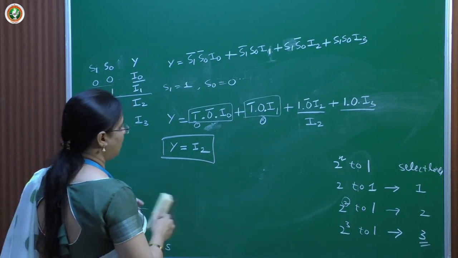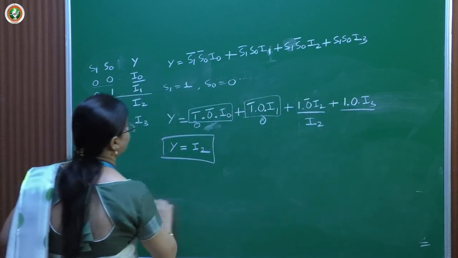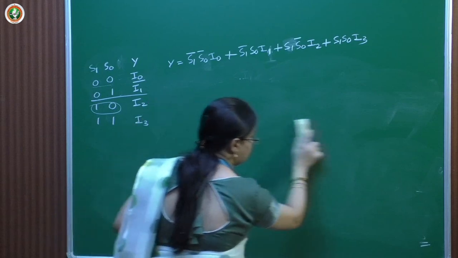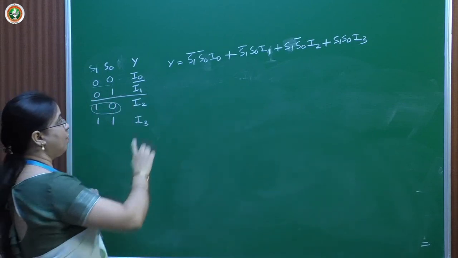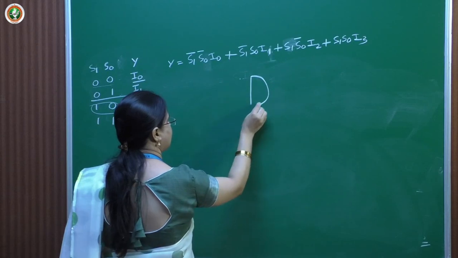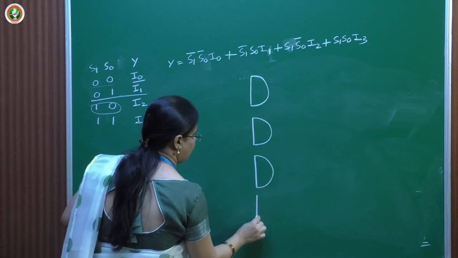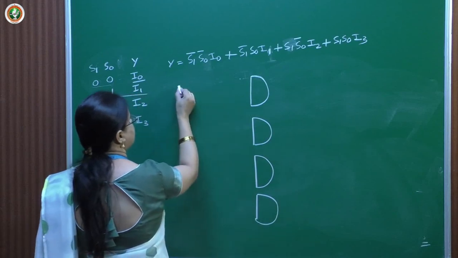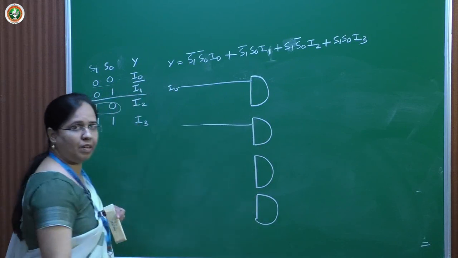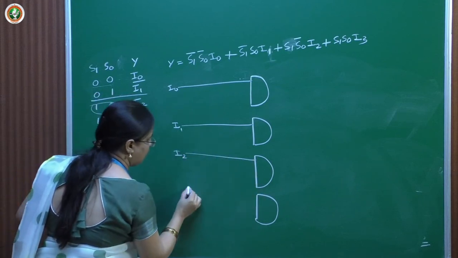Okay. So let us try to design the logic circuit for this equation. Again, it is very simple. So, how many terms we have in the sum of products equation of Y? We have 4. So that means I have to make use of four AND gates. First AND gate, second AND gate, third AND gate, and fourth AND gate. Okay. For first AND gate, what is the data input I want to give? I0. For second AND gate, what is the data input I want to give? I1. Similarly, I2, then I3.